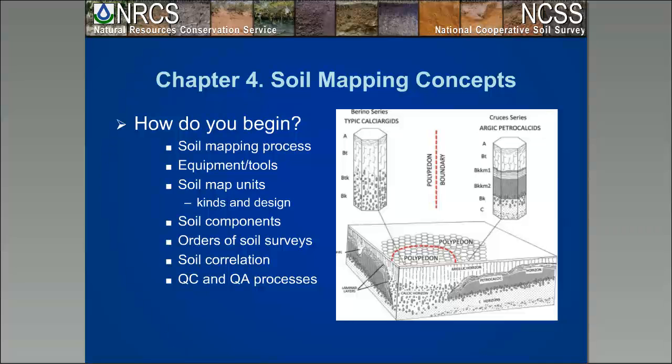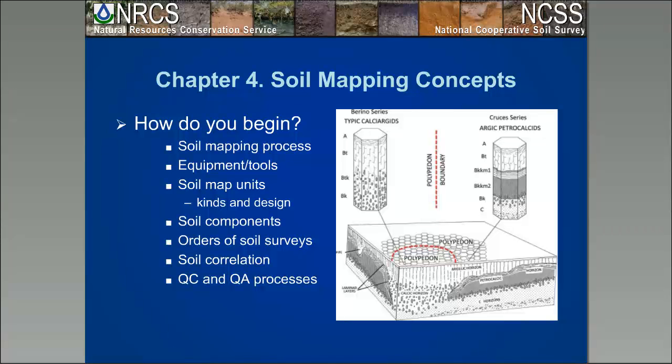Chapter 4. What we have done in the new Chapter 4 is combine some of the information from the previous Chapter 2 and the previous Chapter 4 into one chapter. It is describing the soil mapping concepts and the process that it takes to create a map. We talk about the mapping process itself, the equipment and tools that are required. We talk about the segmentation and the aggregation of the landscape into soil map units and the kinds of map units. We talk about the soil as a component.